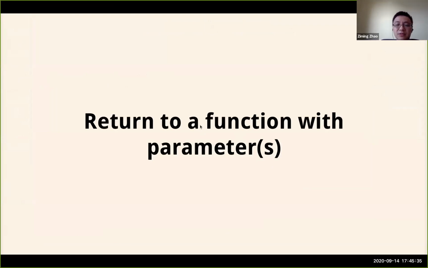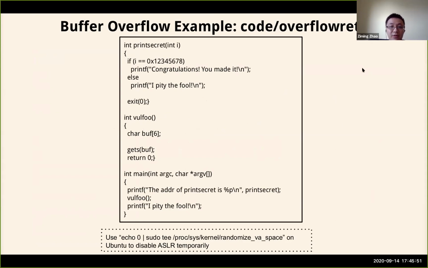So the first topic we are going to cover today is return to a function with parameters. This is what we covered a little bit last week, and I believe it was a little bit confusing. So the program we have here is the overflow return to. As you can see, the main function prints out the address of the print secret. In this function, it takes one parameter argument, and it's a fixed value. After that, it will print out either congratulations or I pity the fool, then exit.